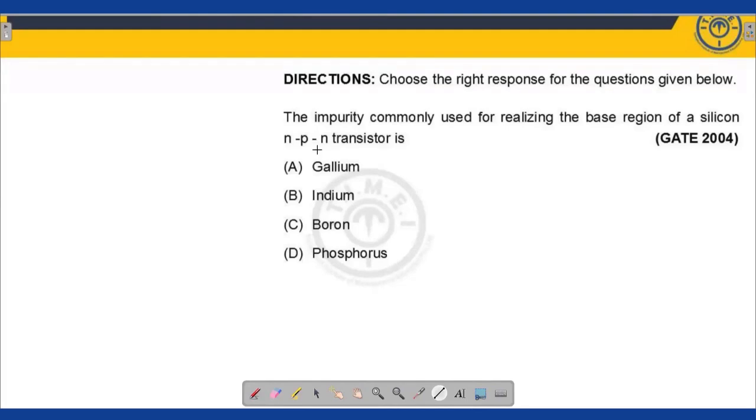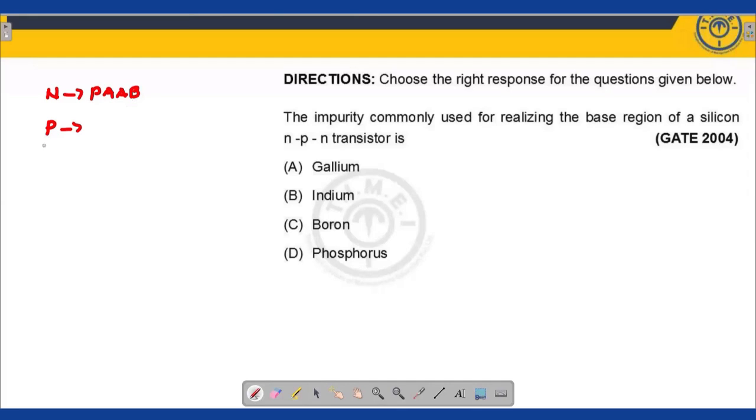Generally, if I'm going to use an N-type semiconductor or a P-type semiconductor, I told you two shortcuts. In an N-type semiconductor, I'm going to use pentavalent impurities, and the shortcut name is POB. POB means phosphorus, arsenic, antimony, bismuth.